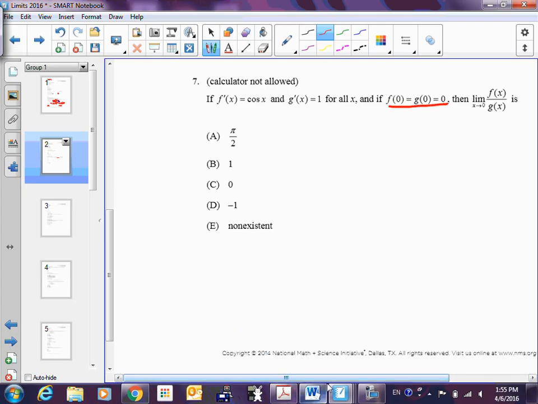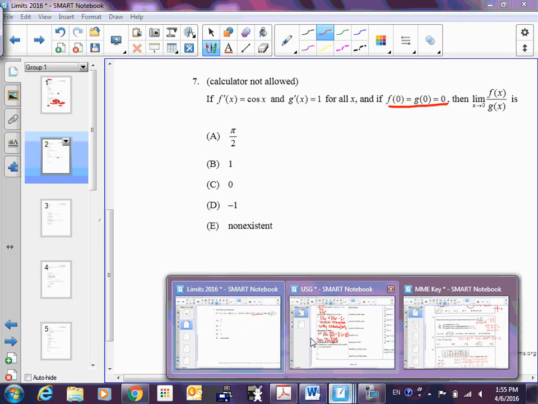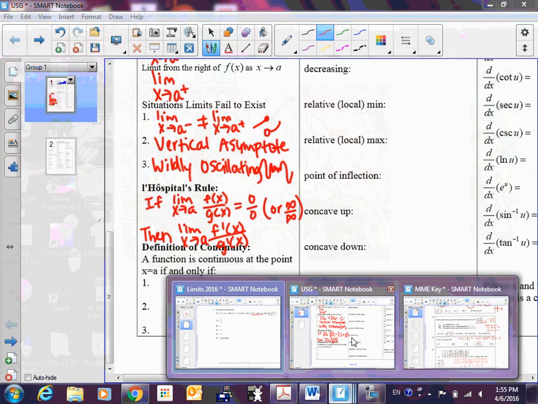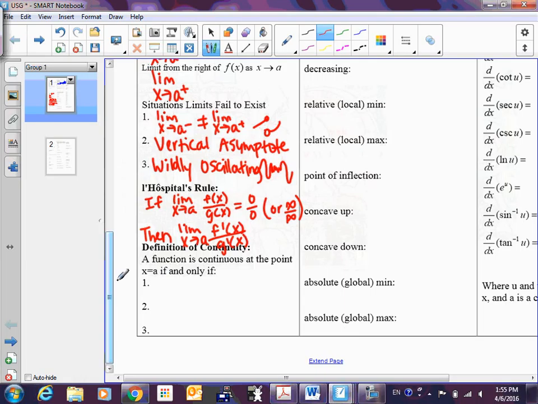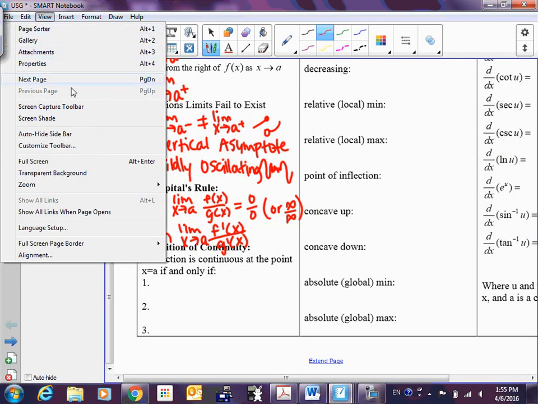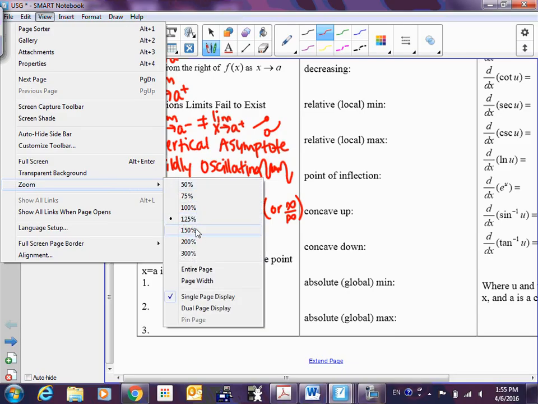All right, let's talk about continuity now. Oops, there we go. I really should make this bigger. I'm going to do that. Should have thought of that earlier.